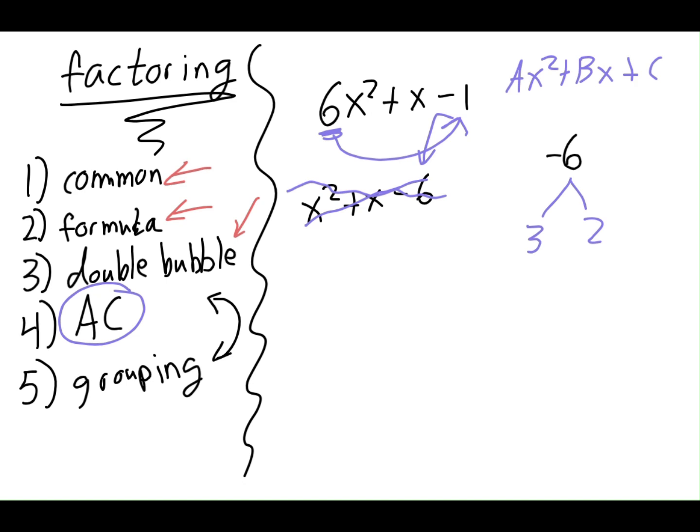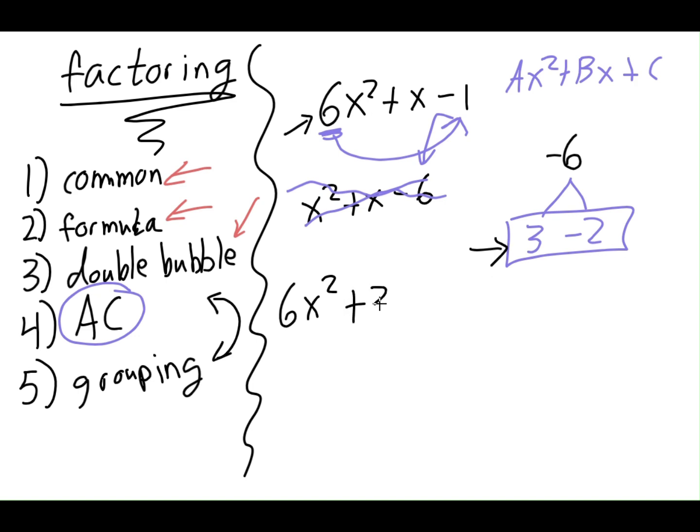And they have to add to give you a positive number, so let's this time make the smaller number negative. So 3 and -2. Now, instead of doing the double bubble with that, though, we're going to take that information and do something different. We're going to take the middle term and change it. So we have 6x squared plus x. But if you remember, the 1 can be rewritten as 3 plus minus 2.